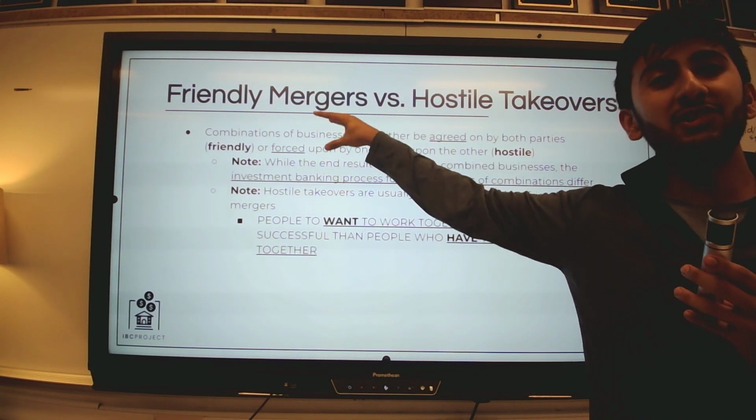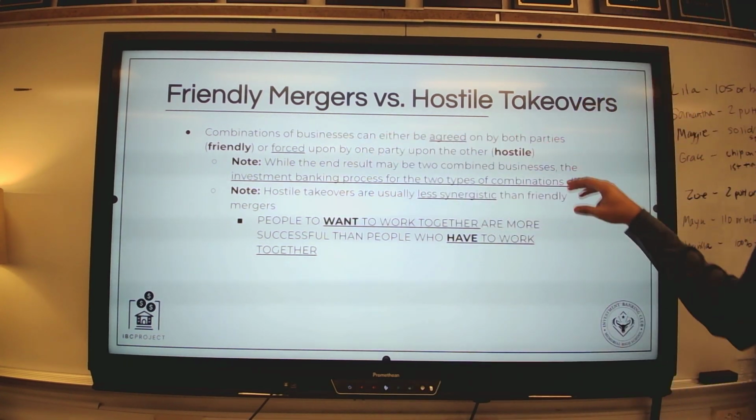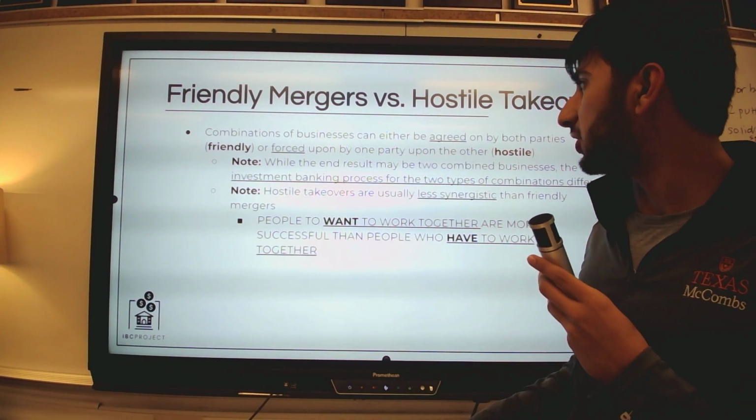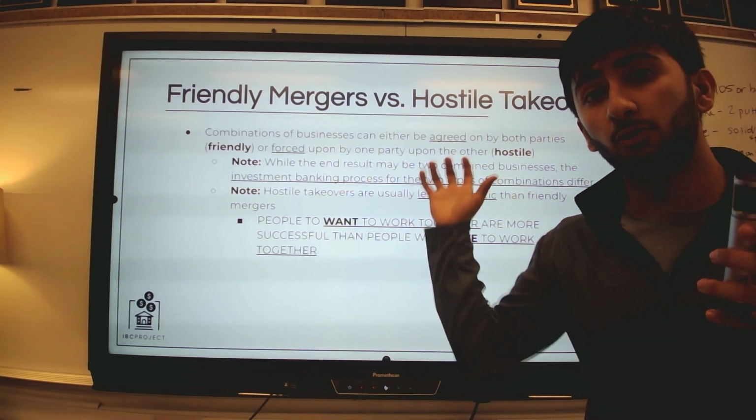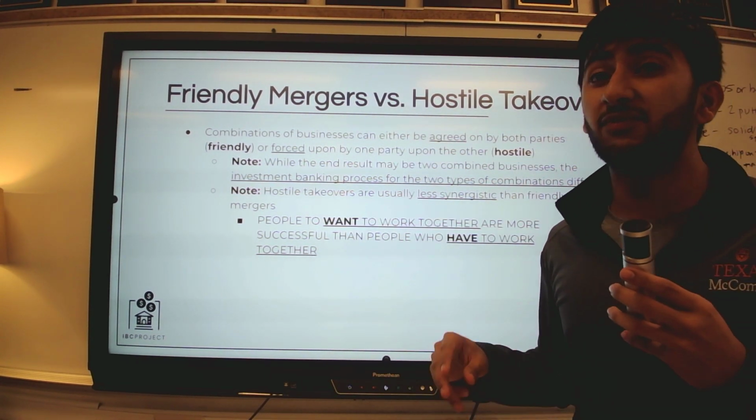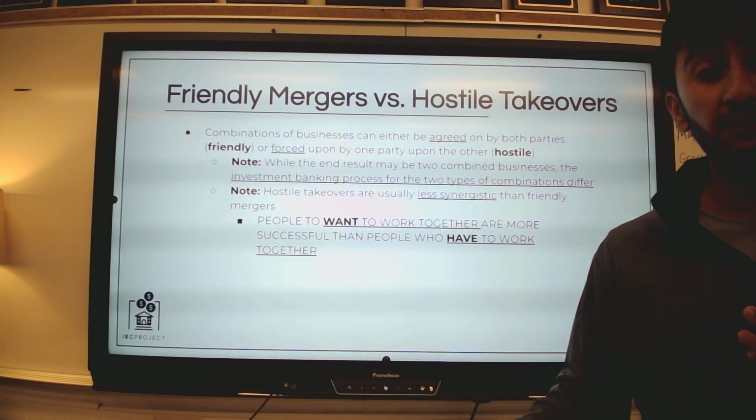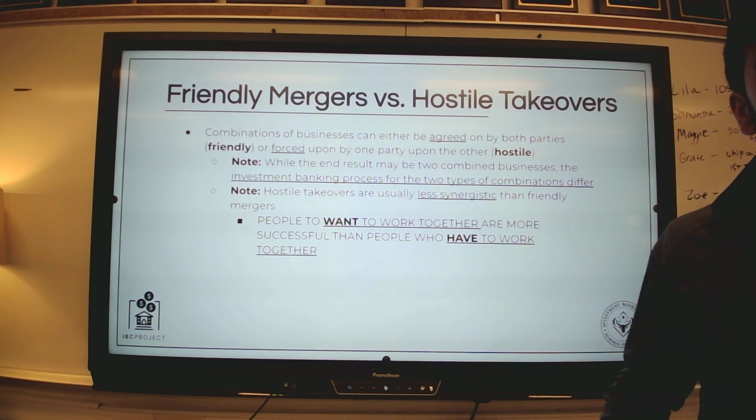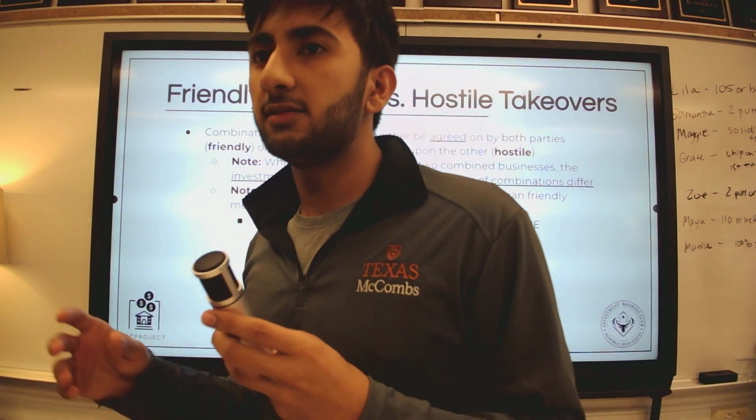So, friendly mergers versus hostile takeovers. Combinations of businesses can either be agreed upon by both parties, or they can be forced upon by one party over the other. While the end result may be two combined businesses, the investment banking processes for them both differ greatly. And hostile takeovers are usually less synergistic than friendly takeovers.